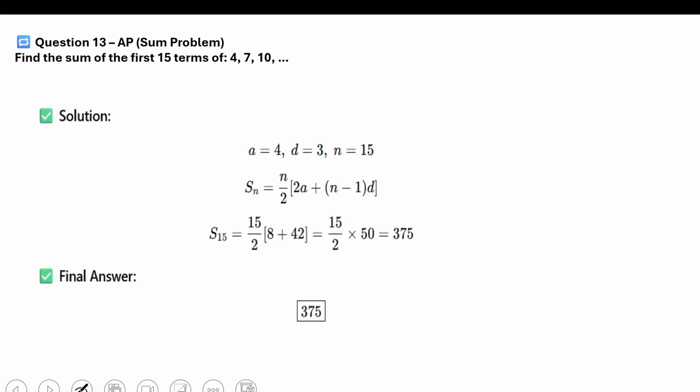Okay, so find the sum of the first 15 terms of the AP 4, 7, 10, and so on. This is also an AP. You see that the common difference is 3 already. The first term is 4, right? So just substitute: A is 4, d is 3, and n is 15. This is the formula for the sum of terms. Just plug in the values. Where you see A, you put 4, where you see d, you put 3, and where you see n, you put 15. So the answer is 375.